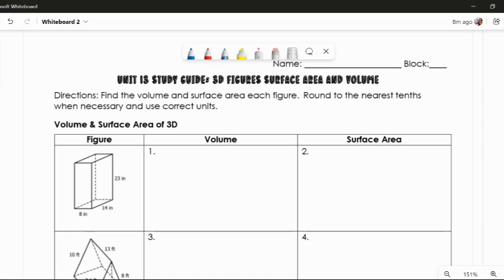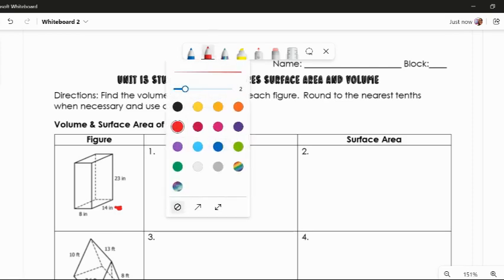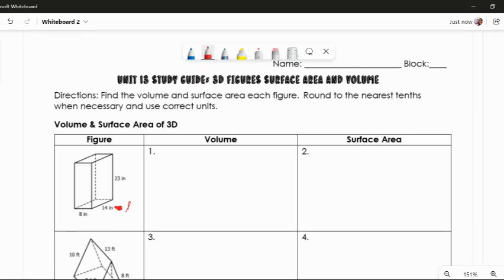All right, so we've got a figure and they want the volume and the surface area. So I'm going to look at the figure. This is a rectangular prism, and I'm going to label. I like to label the longest side on the bottom as the length. Let me make my pen skinnier here. Try that. All right, so that's going to be my length. This will be my width, and this will be my height. Okay, so I've got my length, width, and height.